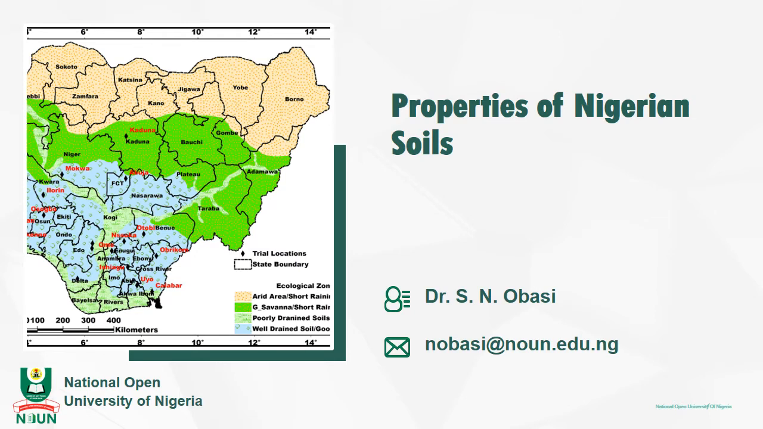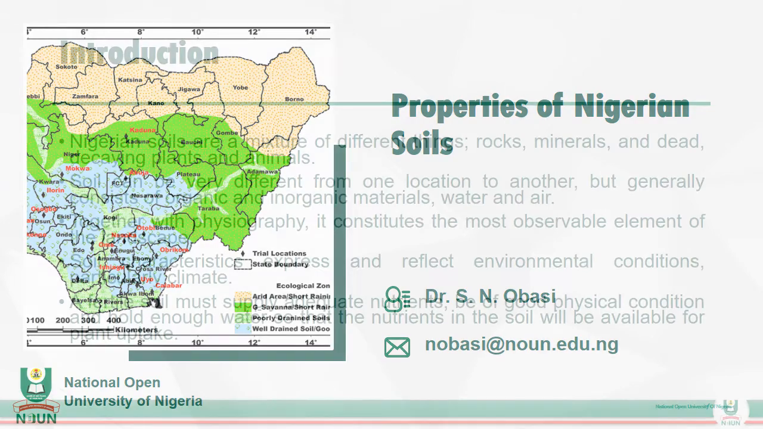We will be having today properties of Nigerian soil, and we can see the map of Nigeria here, showing some different zones with some different colors that represent some of the zones. Also, the states are also indicated. So follow me along as I take you through the properties of Nigerian soil.